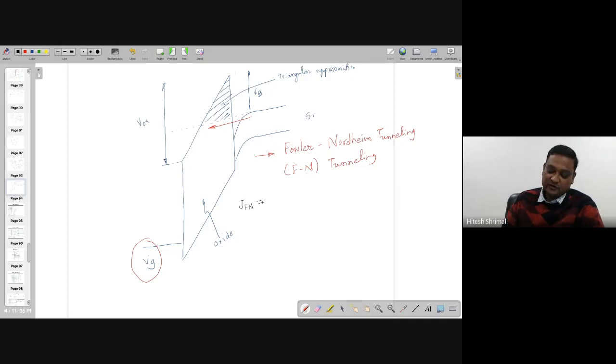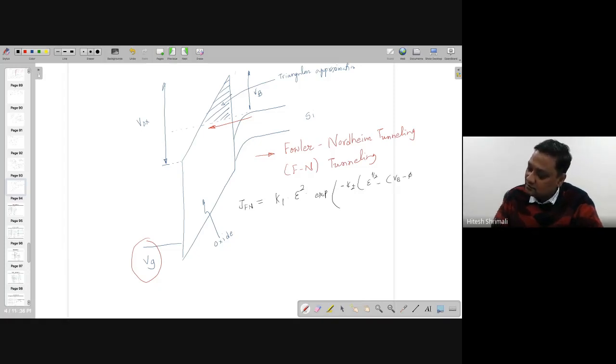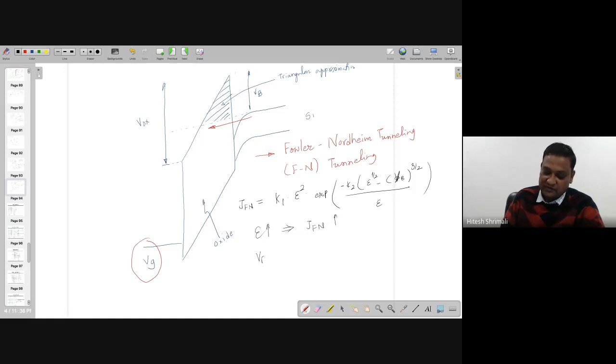And that is the case for the current density of Fowler-Nordheim tunneling, it's equal to K1 epsilon square. Okay, I made a mistake over here. Okay, no mistake, it's exponential only. So it is a similar equation, but a little bit different: it has VB raised to 3 by 2 divided by epsilon. In this equation also you can see that as epsilon is increasing, JFN is also increasing, and as VB is increasing, JFN is decreasing. So both the equations are the same. The most important part which we need to understand over here is the absence of temperature.